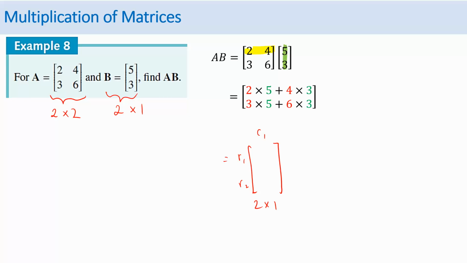And then row 1 has the number 4 as the second number. I multiplied that with the second number of the column. So it's 4 and 3. You add those two together.